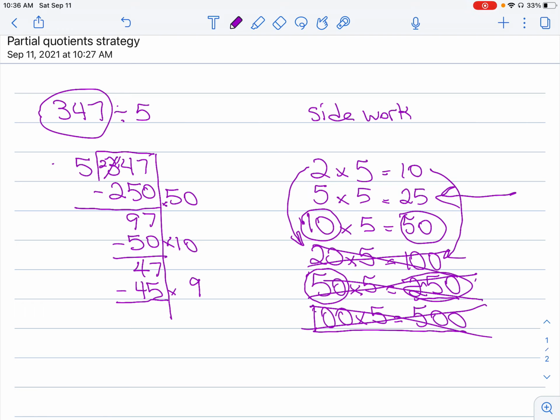I know that 7 minus 5 is 2, and 4 minus 4 is 0. So I can't go any further than that. 2 is a good remainder because it's less than our divisor. Now, the final thing you have to do is just add all these up. 50 plus 10 is 60, plus 9 would be 69, and don't forget your remainder 2. So that is partial quotients with a 1-digit number.